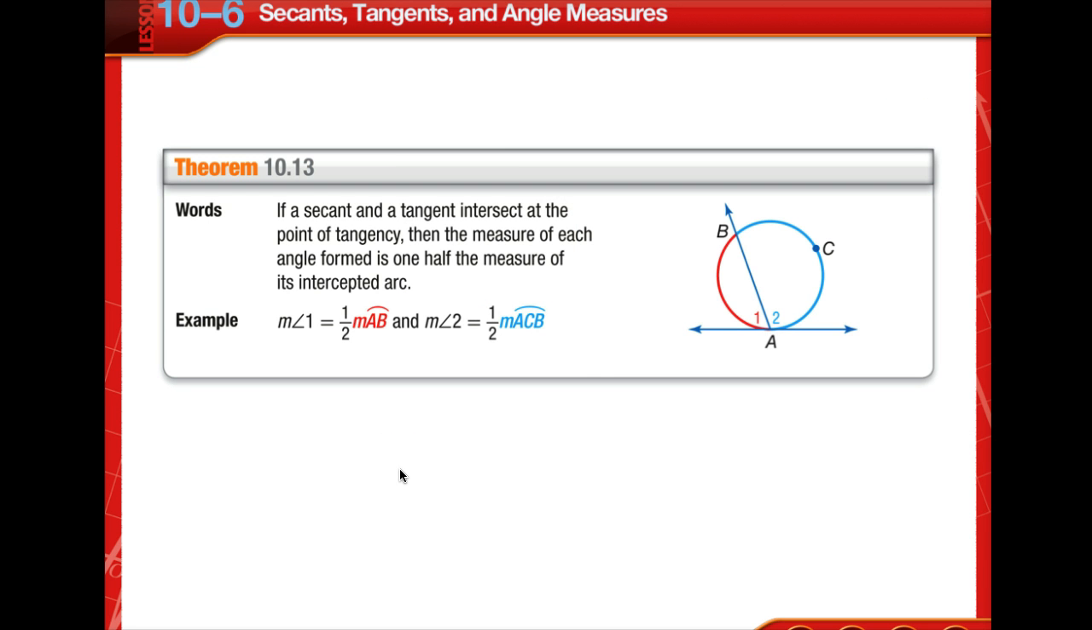Now recall that theorem 10.6 states that the measure of an inscribed angle is half the measure of its intercepted arc. If one of the sides of this angle is tangent to the circle, this relationship still holds true. So theorem 10.13 tells us if a secant and a tangent intersect at the point of tangency, so the tangent intercepts the circle at 1 point, a secant at 2, and notice there's a point of tangency for both of those, then the measure of each angle formed is 1/2 the measure of its intercepted arc.